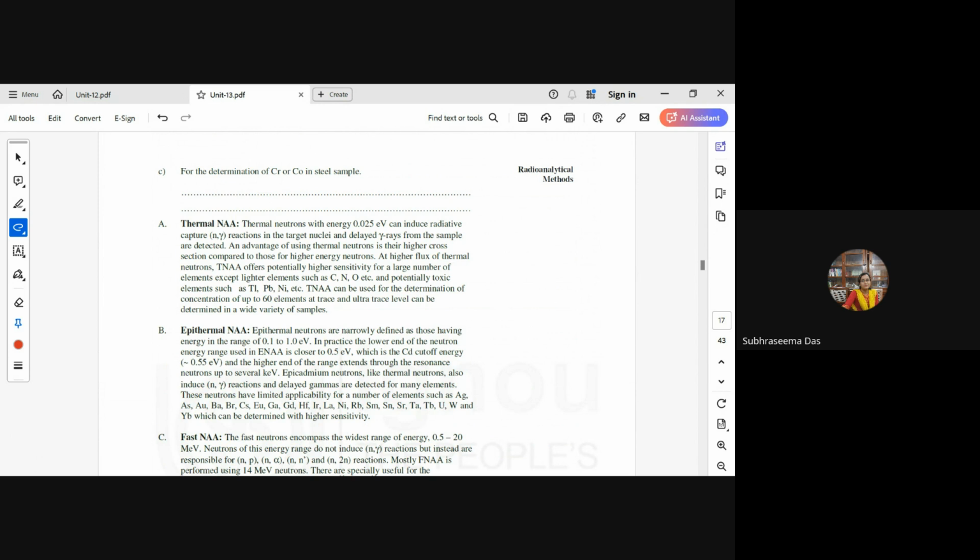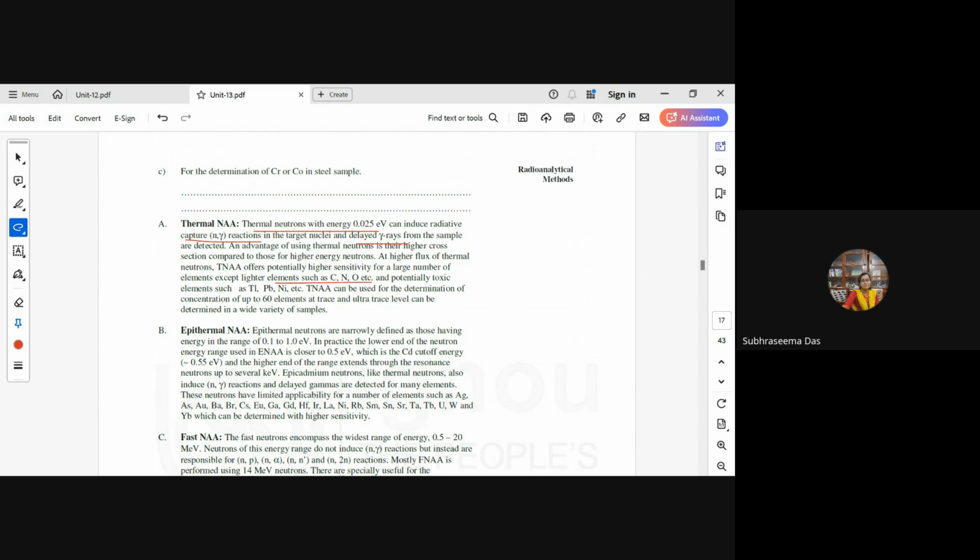First is the employment of thermal neutrons in thermal NAA. The thermal neutrons have an energy of 0.025 electron volt and can induce radiative capture, that is n gamma reactions, in the target nuclei, and the delayed gamma rays from the sample are detected. Here TNAA offers potentially higher sensitivity for a large number of elements, but it is not sensitive for lighter elements like C and O.